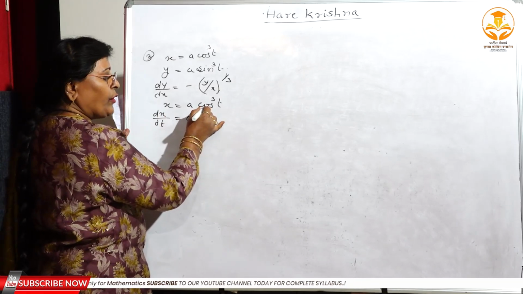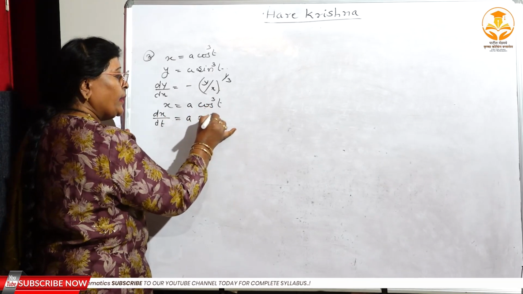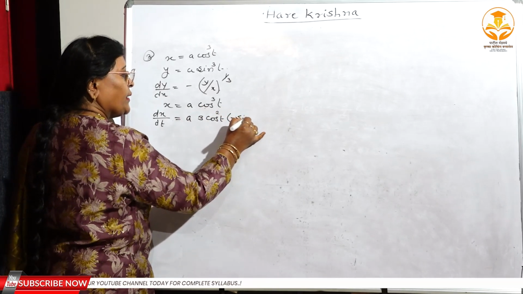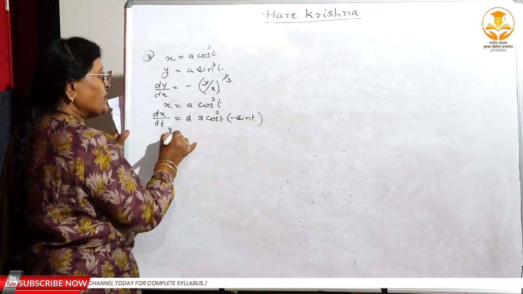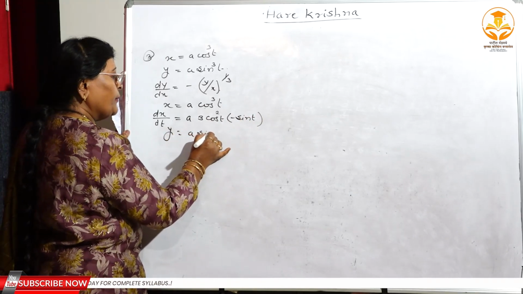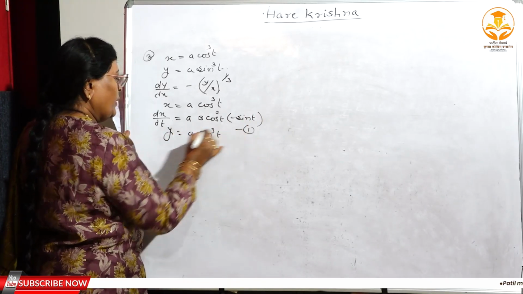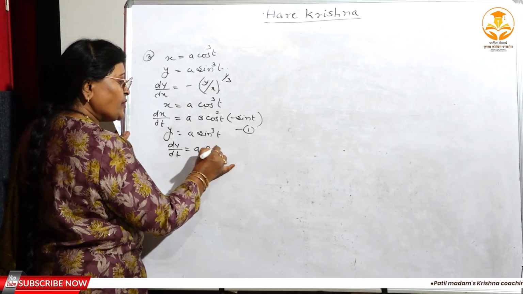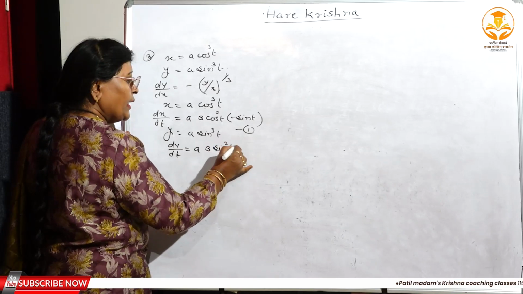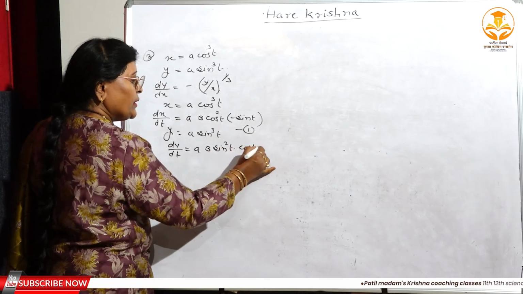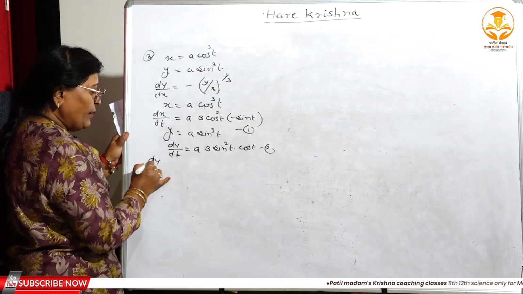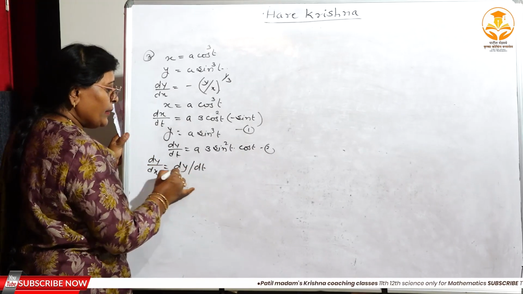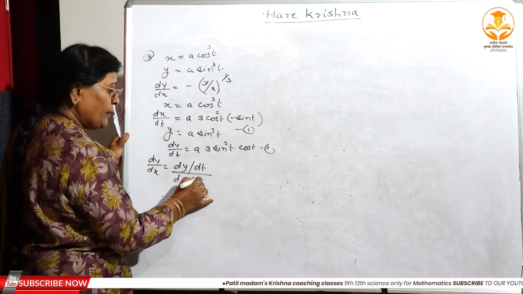What is the derivative of a cos cube t? That is 3 cos square t, and what is the derivative of cos t? That is equal to minus sin t, isn't it? Similarly, y is equal to a sin cube t, and here again dy divided by dt you have got as 3a sin square t, and the derivative of sin t is cos t. This is the same. Again you know dy by dx is equal to what here? Dy by dt divided by dx by dt, right?